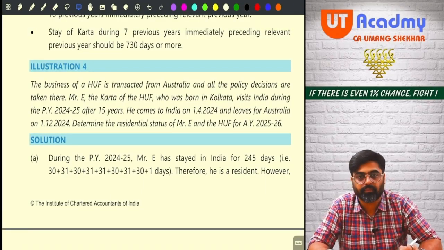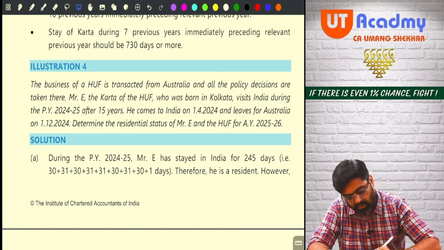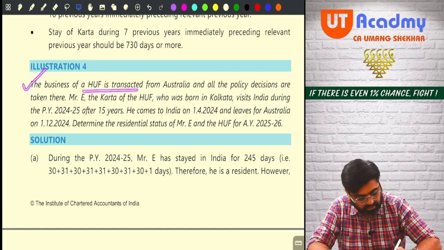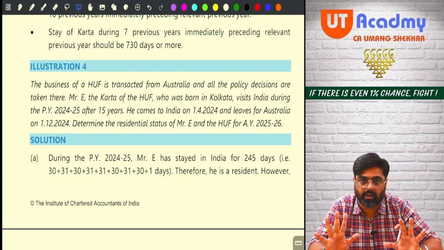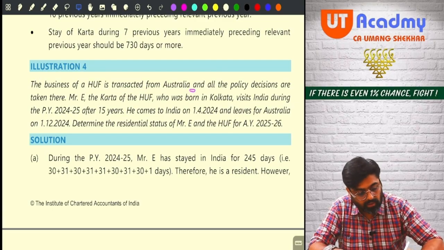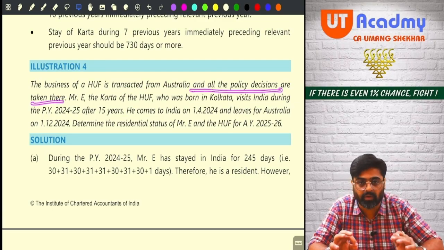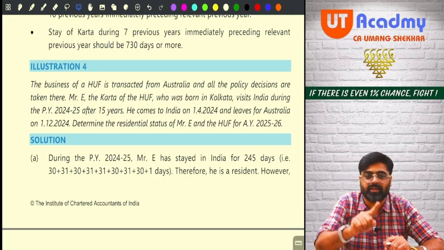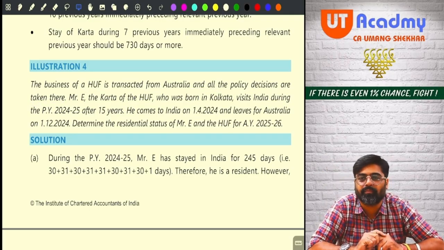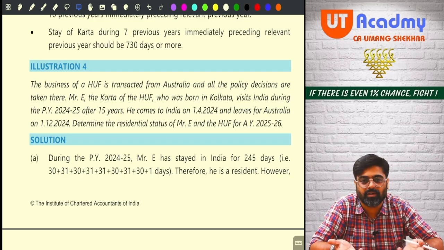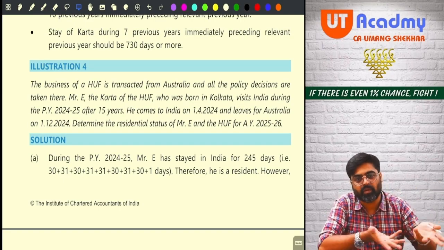Illustration number 4. The business of HUF is transacted from Australia. All the policy decisions are taken there only. What is the residential status of this HUF? Come on, tell me. Non-resident. Simple. Because they have told that all the policy decisions are being taken from Australia only.